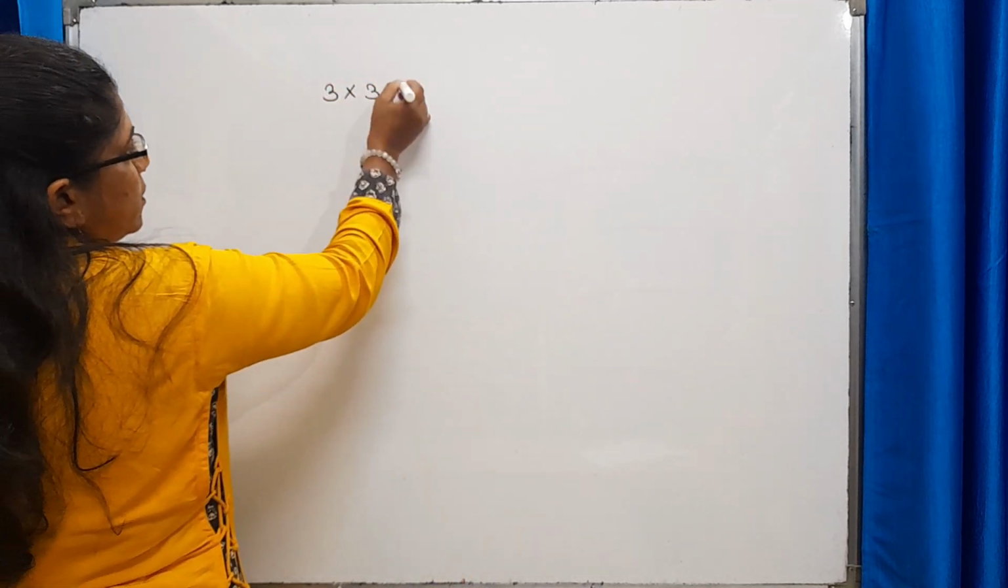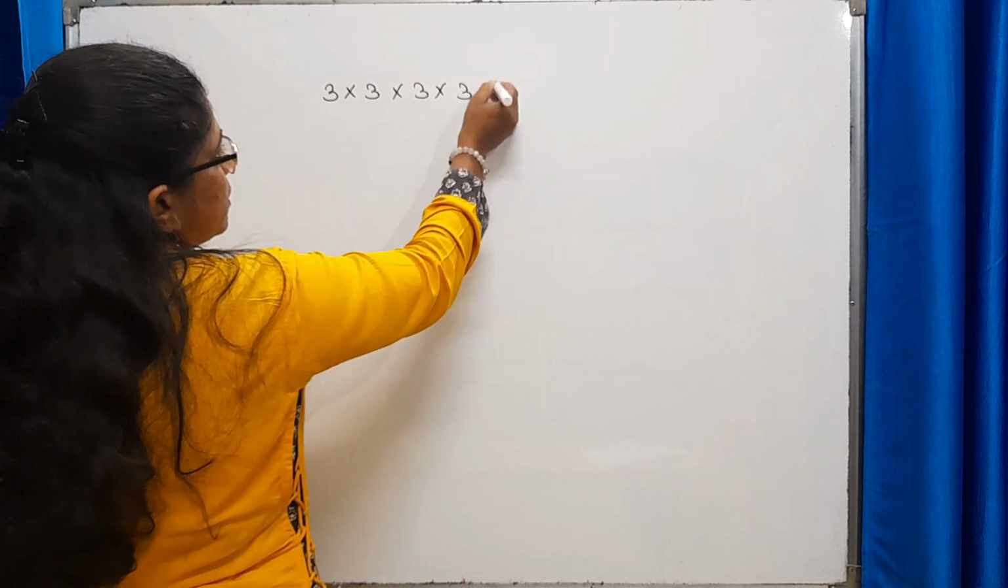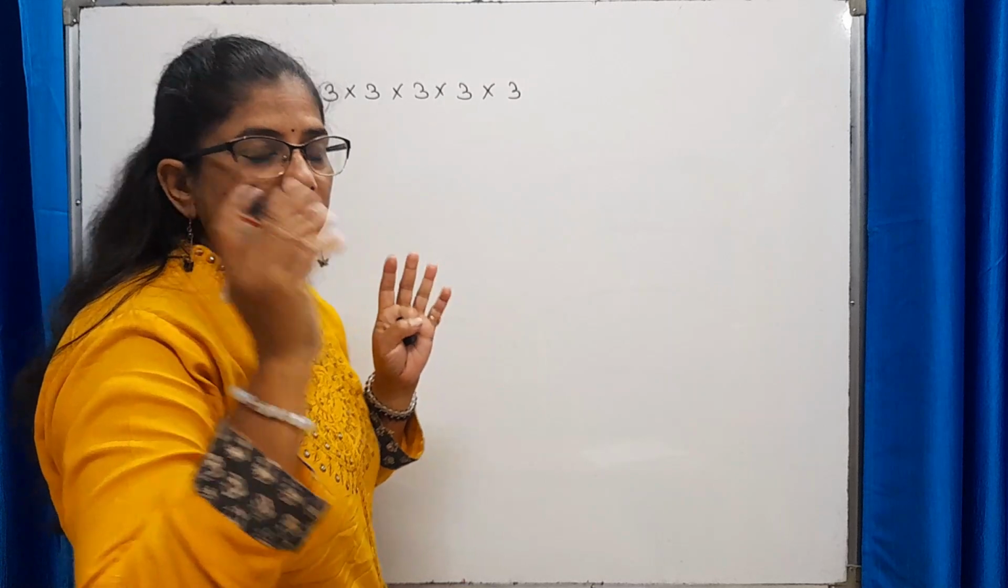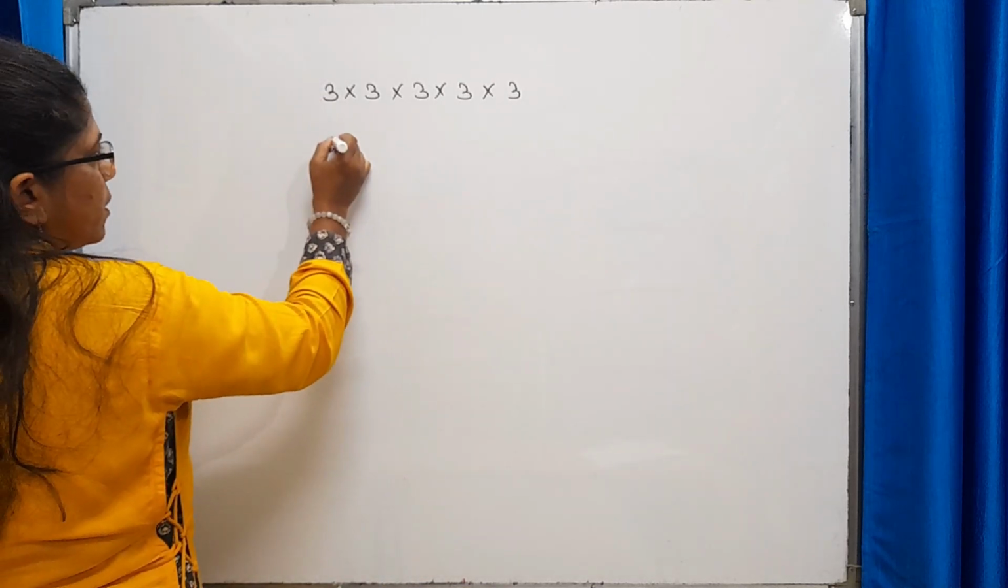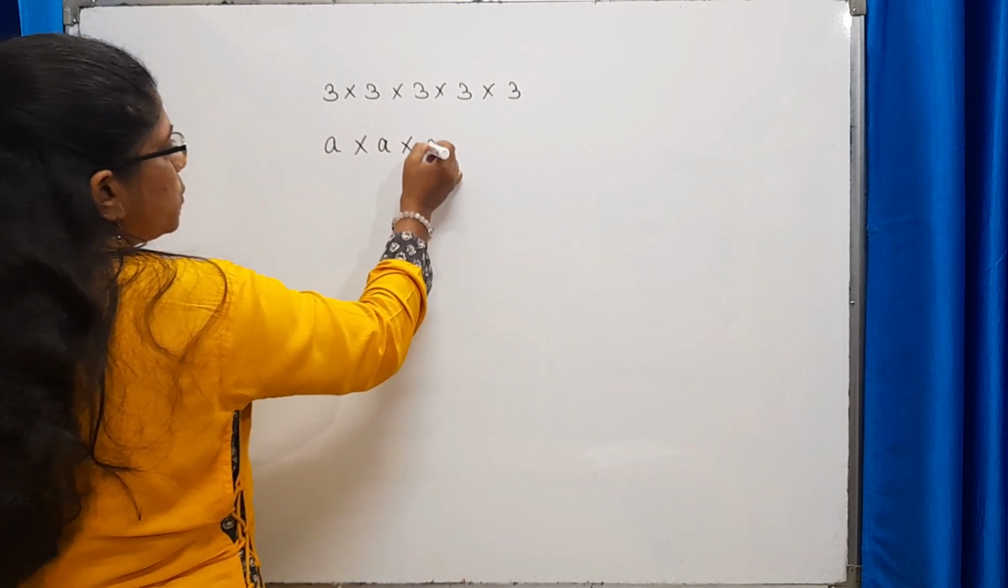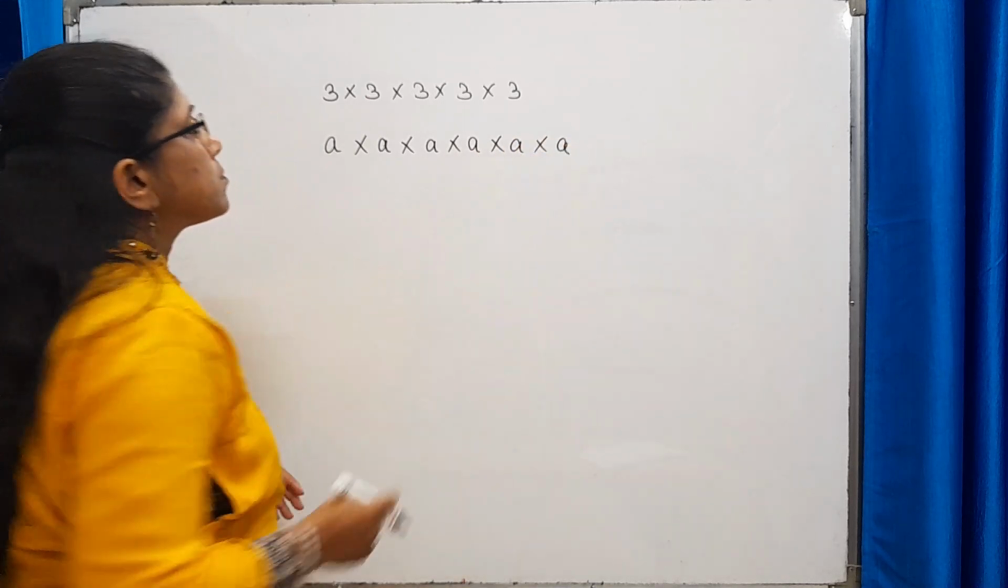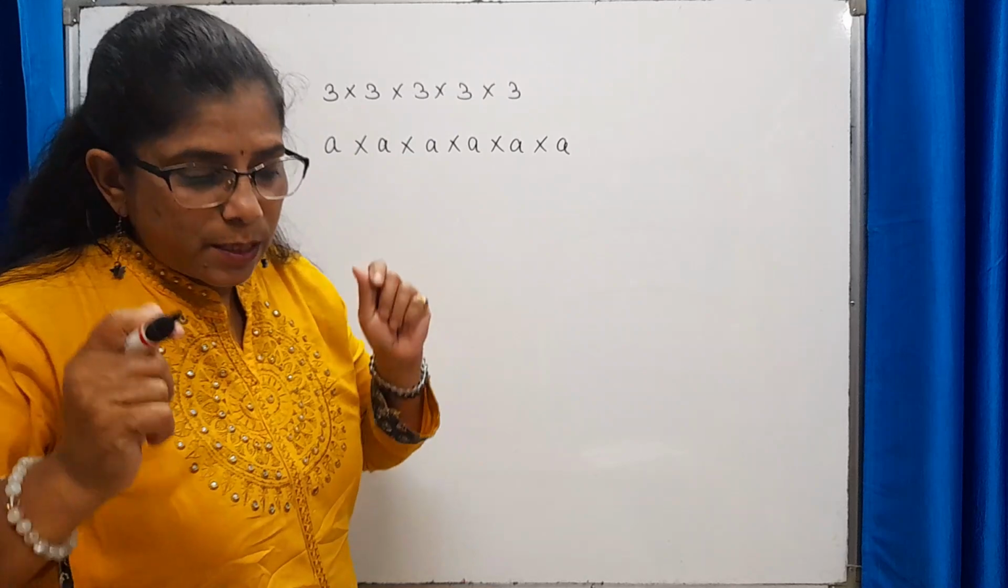3 into 3 into 3 into 3 into 3. We are multiplying 3 5 times. A into A into A into A into A into A. We are multiplying A 6 times.